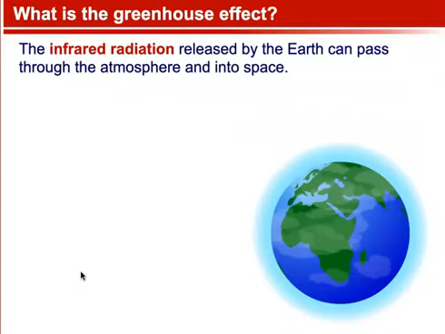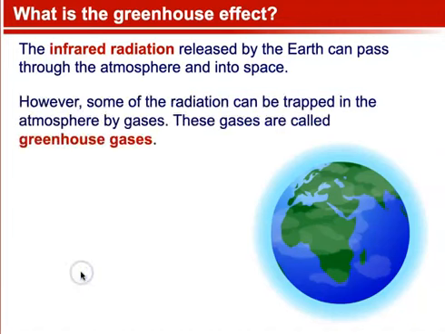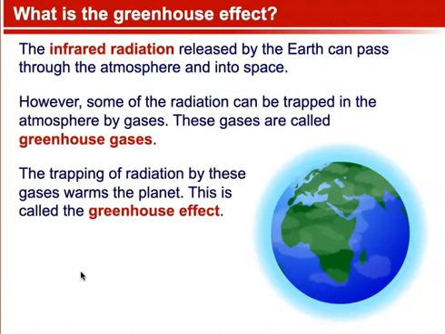So what is the greenhouse effect? The infrared radiation, or heat radiation, released by the Earth can pass through the atmosphere and into space. However, some of the radiation can be trapped in the atmosphere by gases. These gases are called greenhouse gases. The trapping of radiation by these gases warms the planet. This is called the greenhouse effect.